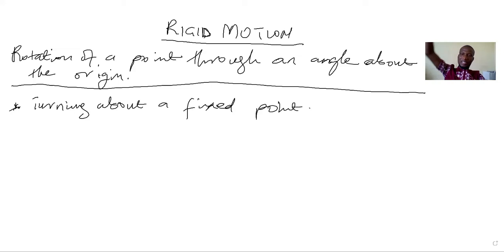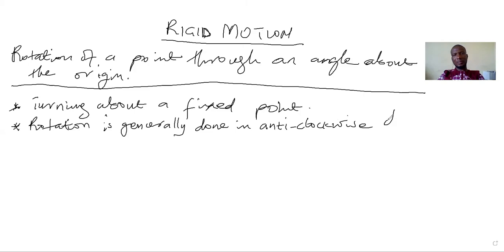Like keeping your arm and then turning your arm about this way. That's all rotation. Opening a door is also an example of a rotation. And for calculation purposes, rotation is generally done in anti-clockwise direction, meaning that it moves in the opposite direction of the movement of the hands of a clock.